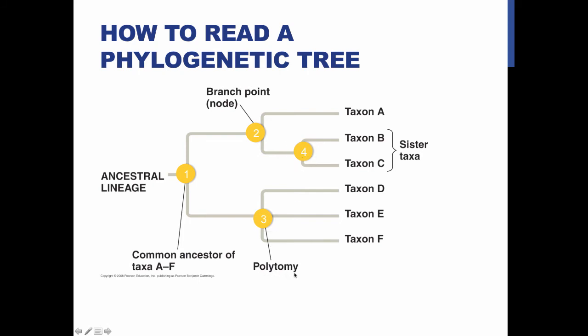3 is a polytomy. So if you take a look at taxon DEF, we have 3 things all coming off the same branch point. And what that tells us when we see 3 things coming off at the same time, as opposed to splitting later on like this, is that we really aren't exactly sure what happened here with D, E, and F yet. So we're not really clear on the phylogenetic relationship. We don't know whether F came off of E, whether E came off of D, whether D came off of F, what have you. The other thing I just want to point out is if 2 things branch off from the same common ancestor at the end, we can call them sister taxa. So B and C, for example, are sister taxa.